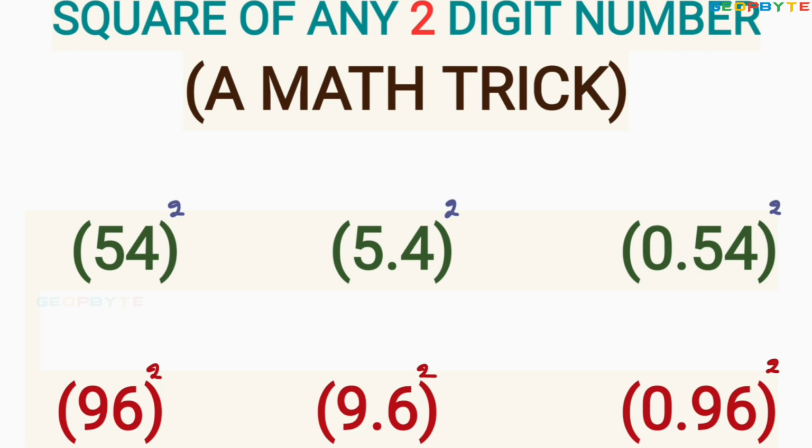In this video, let us discuss a very simple trick to find the square of any two-digit number like 54 square, 5.4 square or 0.54 square, etc. In the last video also, we discussed a trick to find the square of any two-digit number, but this is a different method. Dear friends, whichever method you understand better, you can follow that approach.